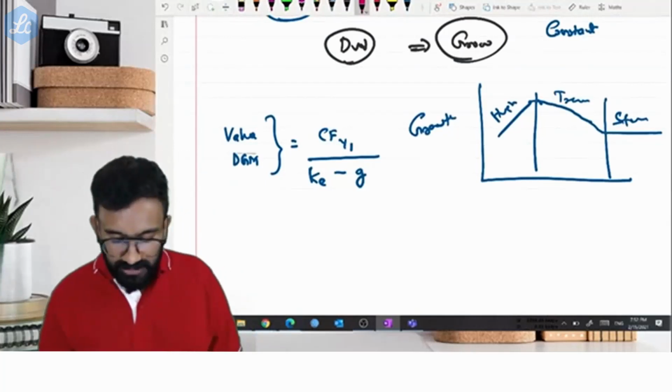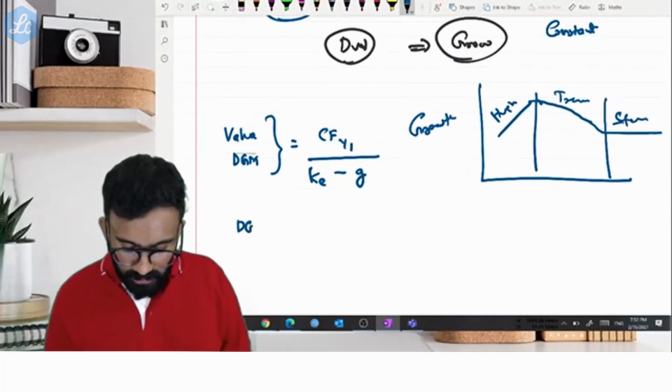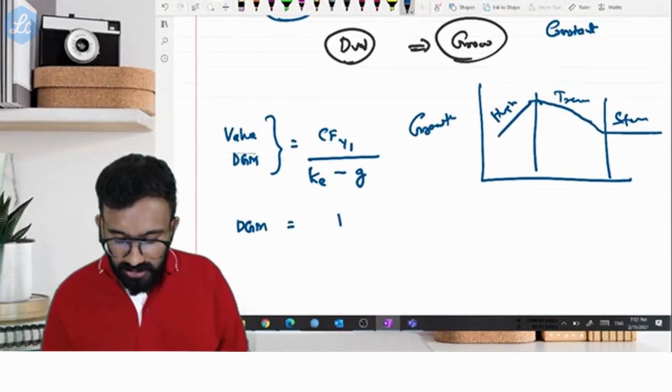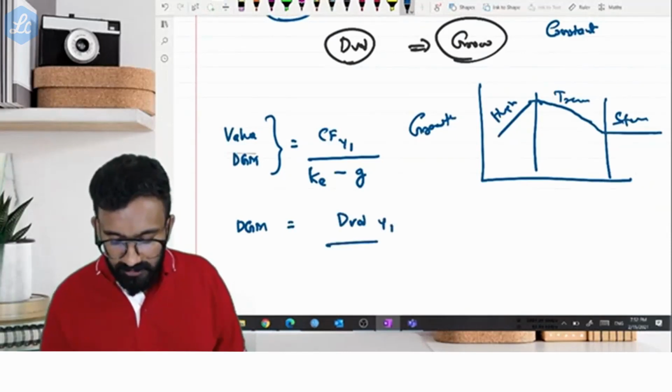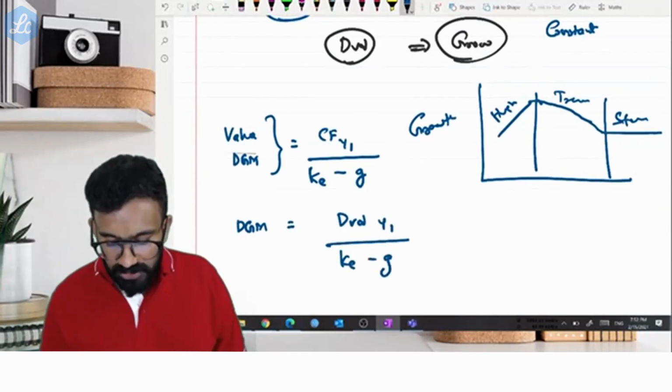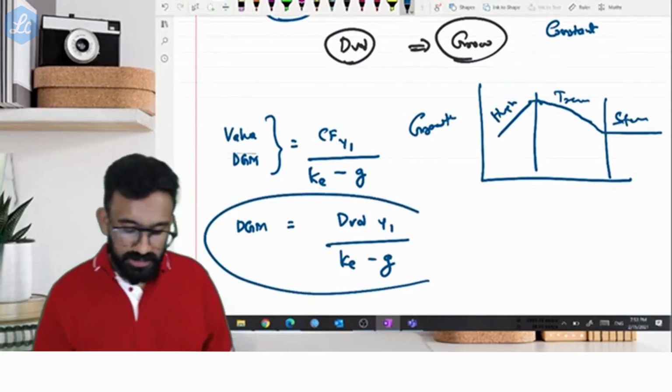So if you're using dividend, the dividend growth model is going to be redrafted as your dividend for year 1 divided by KE minus your long-term growth. Okay, this is how you will do it.